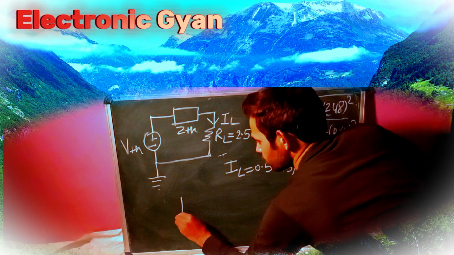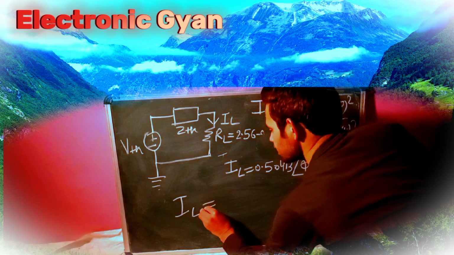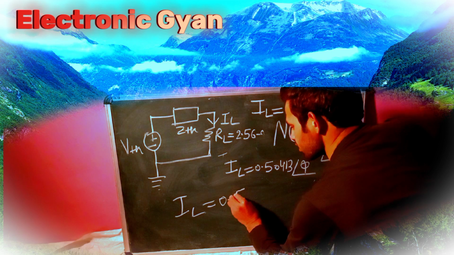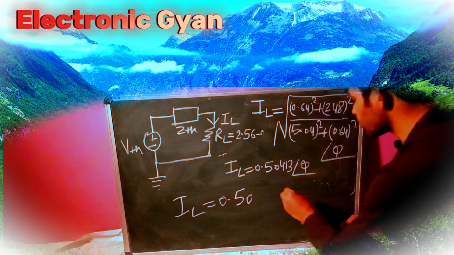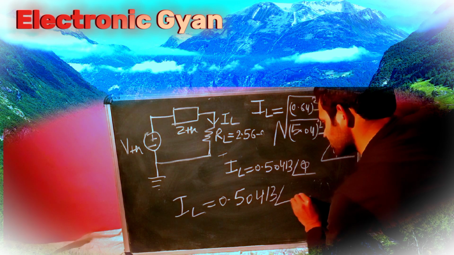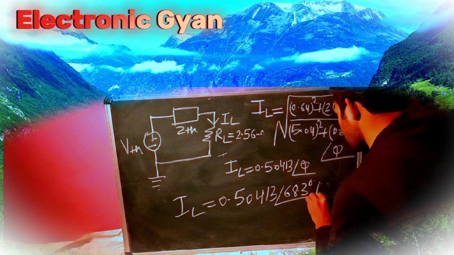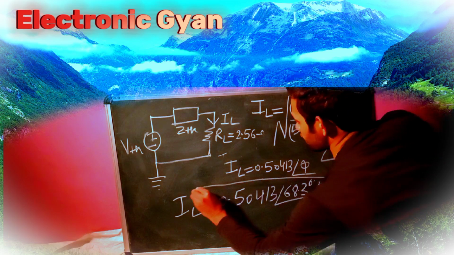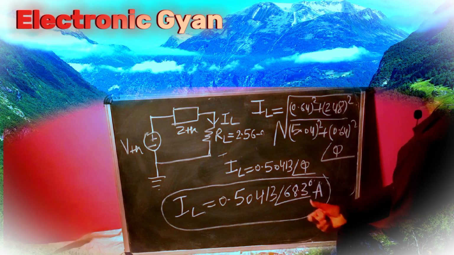So the actual value of the load current that we got, IL, is equal to 0.50413 angle 68.3 degree ampere. So this is actually the value of the load current.